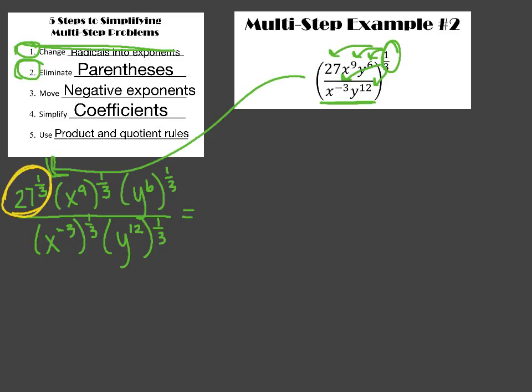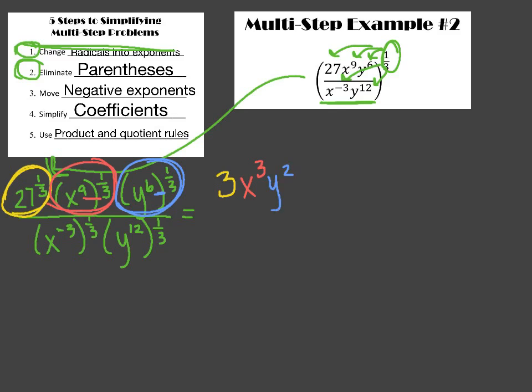27 to the 1/3. If I type that into my calculator, great, I actually get a number for that. I get the number 3. Okay, moving on to the next part. Right here, I see a power to a power rule, so I know I'm going to have to multiply those. Well, 9 times 1/3 is going to give me x to the 3rd power. Move on to the next part. Again, I see a power to a power rule, so I'm going to multiply. 6 times 1/3 gives me 2.